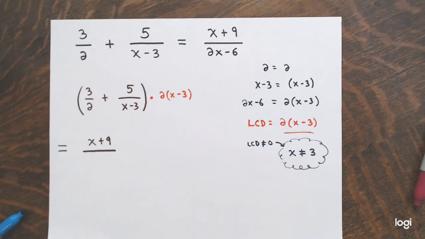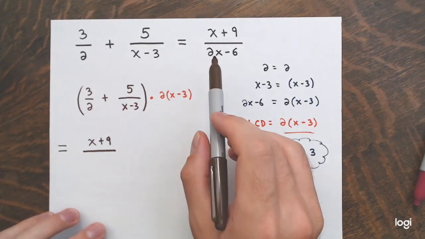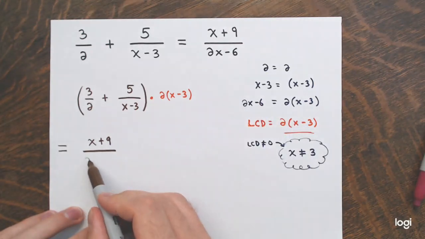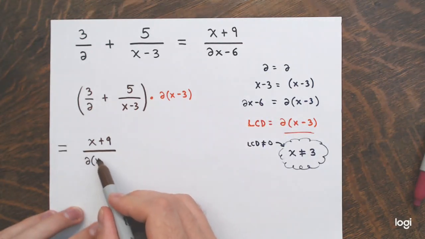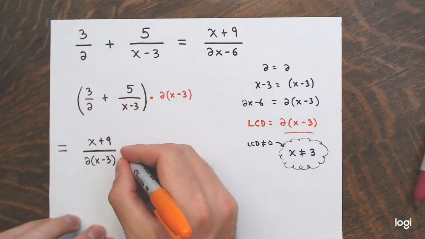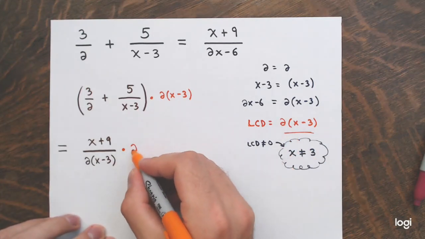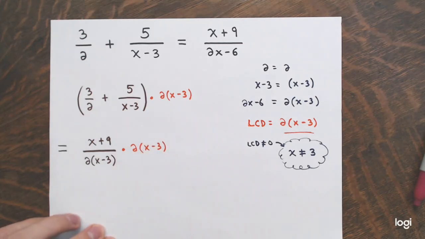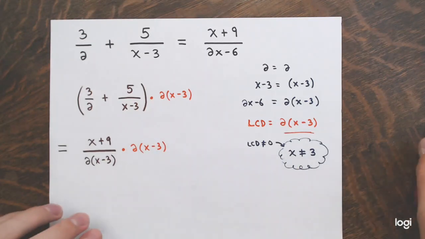It just makes things way easier for me in the long run to have those denominators factored. So this is 2x minus 6, that factored as we saw earlier to 2 times the quantity x minus 3. And again, we're multiplying this by the LCD, 2 times the quantity x minus 3. Now again, look at what happens when I distribute.